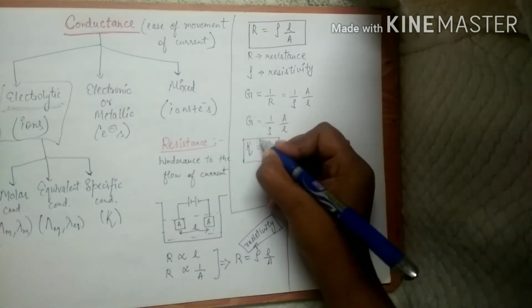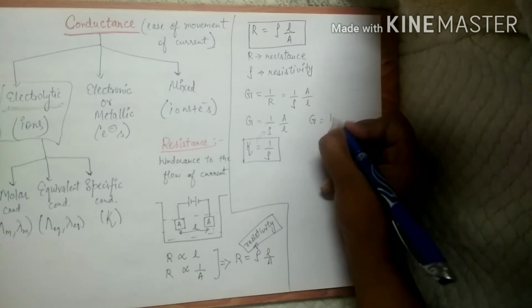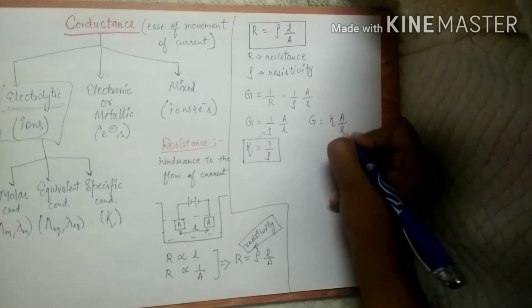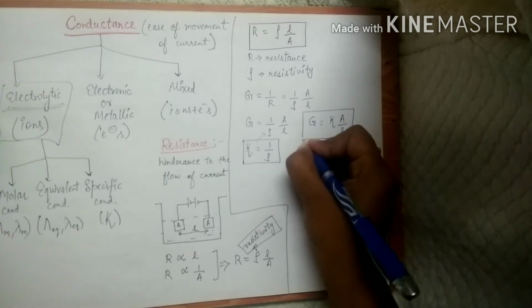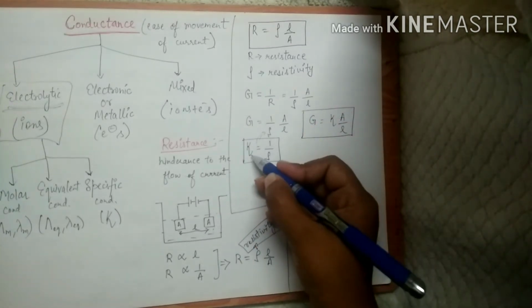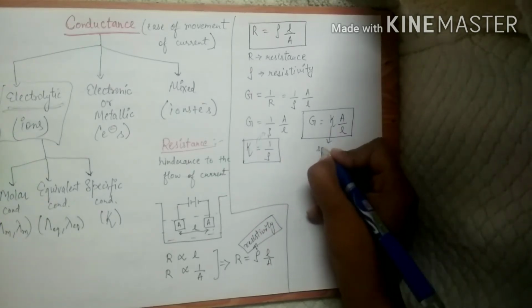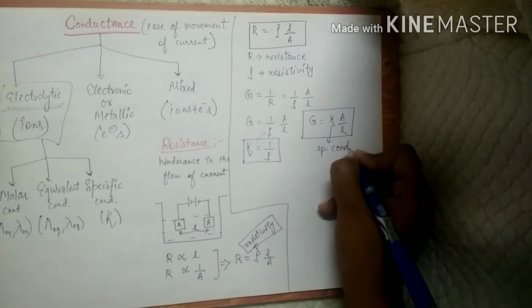If we put the value of kappa here, we can get the formula of G as G is equal to kappa A by L. Here rho was your resistivity, so kappa will be your specific conductivity. Kappa is your specific conductivity.